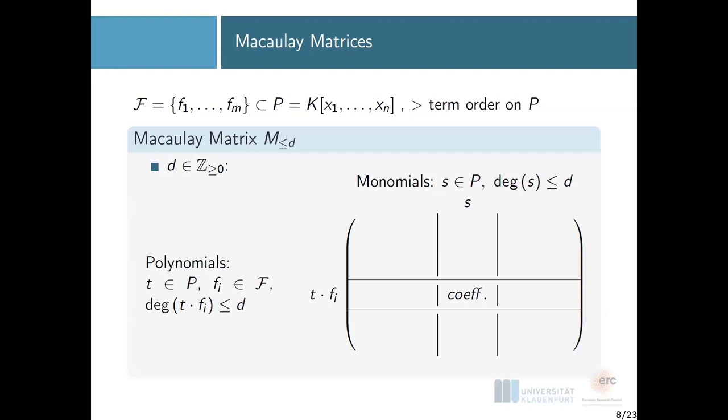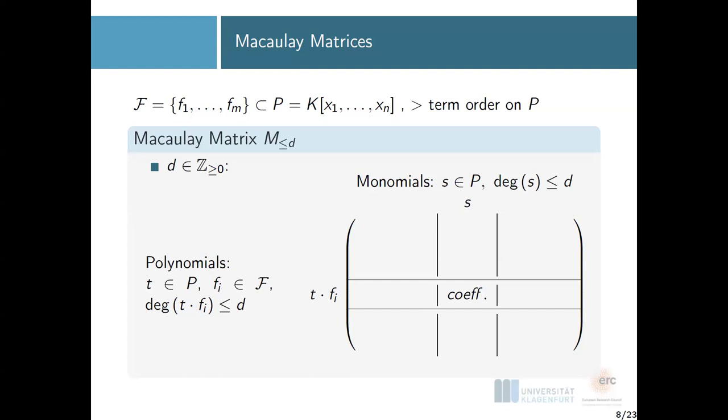So for this, we set up a matrix, the so-called Macaulay matrix. We fix some term order on the ring and we fix some integer D. And now we take all monomials up to degree D, we sort them with the term order, and then we index the columns of the matrix via the sorted monomials. And to index the rows, we take a monomial and a polynomial from our system such that the degree of the product is at most D.